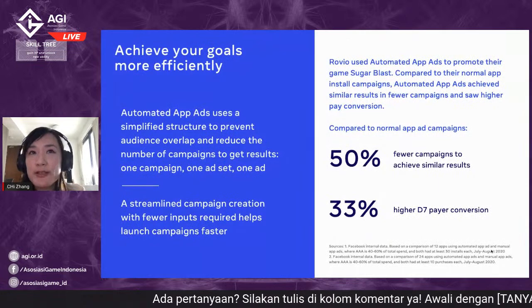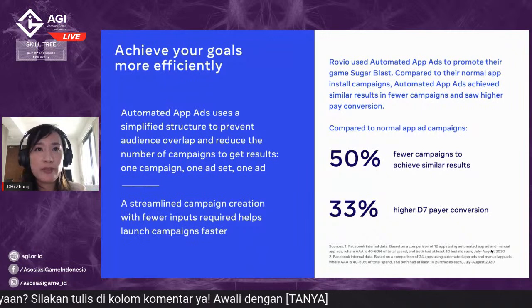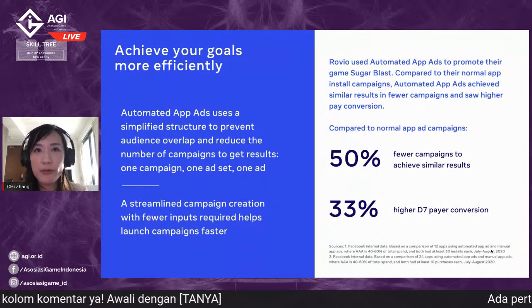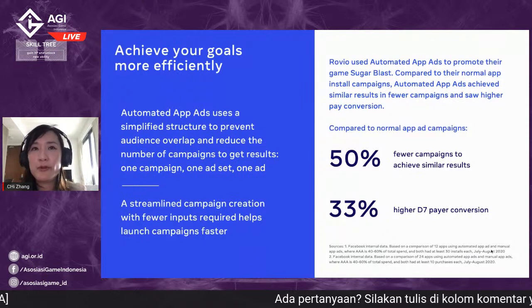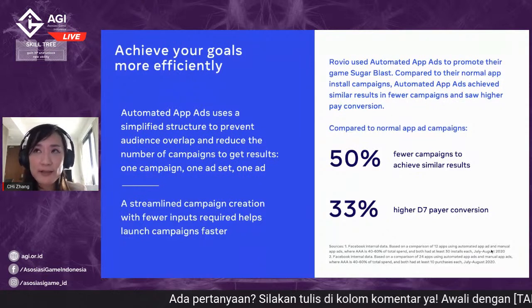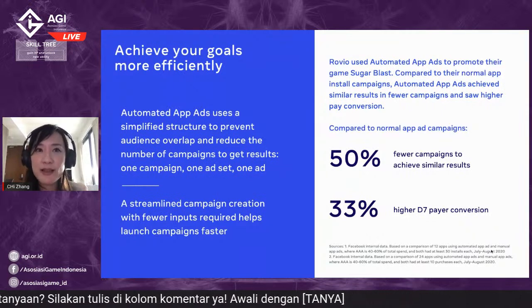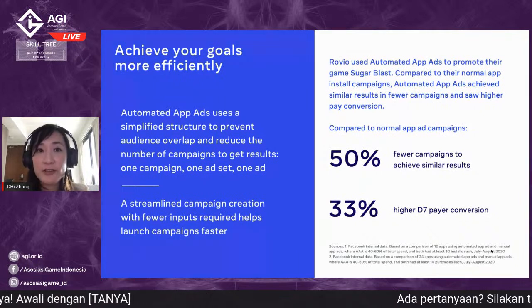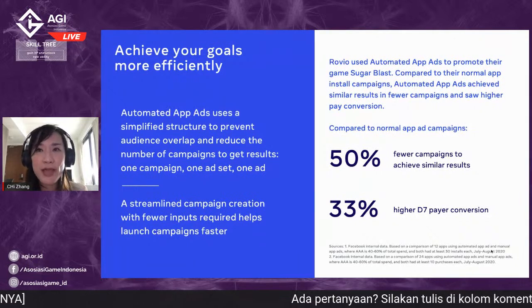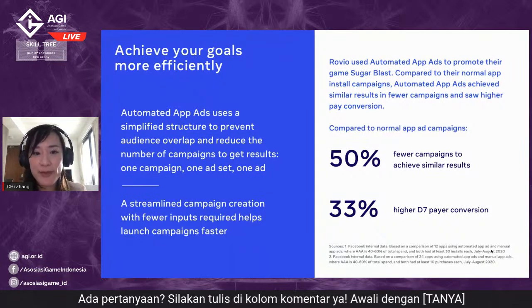Automated app ads really use a simplified structure, which we will be seeing a little bit more later, to prevent audience overlap and to really reduce the number of campaigns and reduce the number of constraints to get the maximum number of results. It's really streamlined in that sense, with fewer inputs that's required from the advertiser, so that you can also manage your campaign more easily and you can launch your campaigns faster.